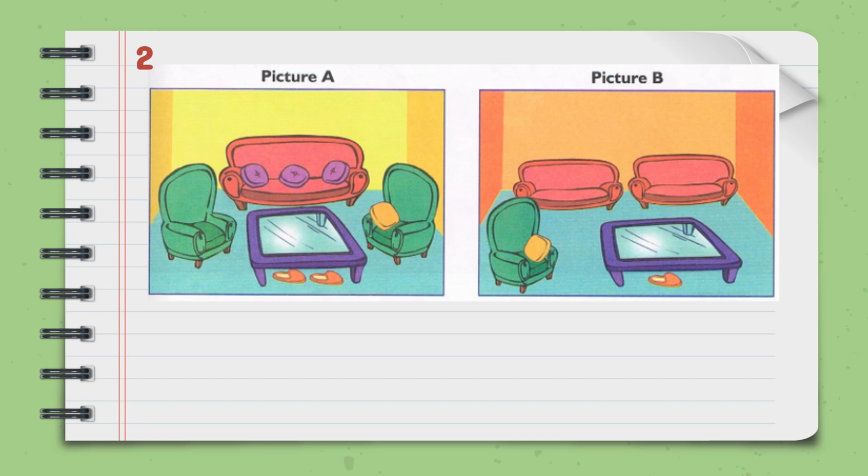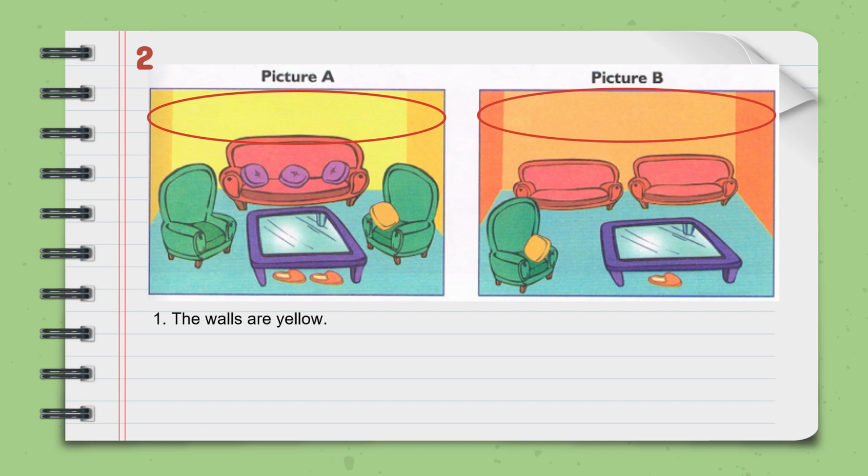For activity number 2, look at picture A and picture B, find the differences and write them in simple sentences. For example, in picture A, the walls are yellow, but in picture B, the walls are orange. So the sentence would be, for picture A, the walls are yellow. For picture B, the walls are orange. What are the other differences that you can see?